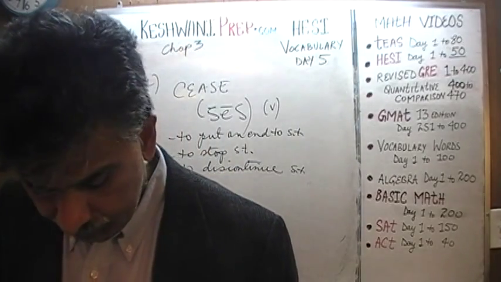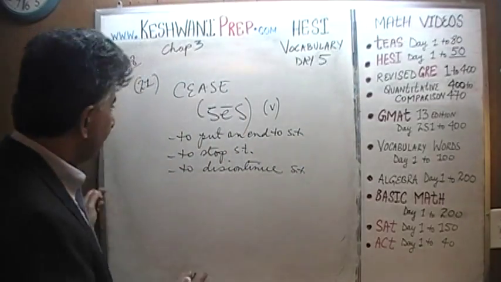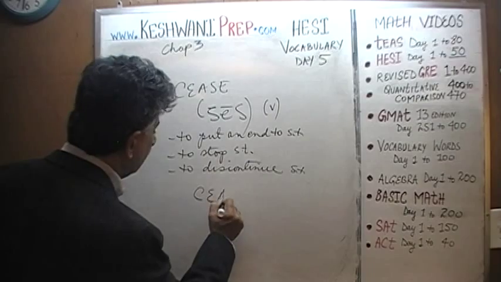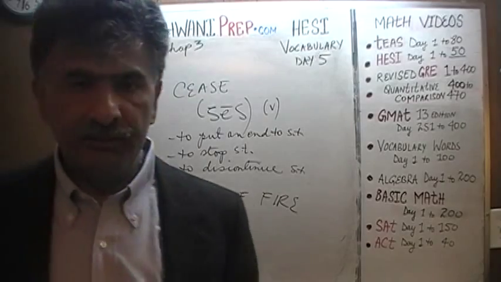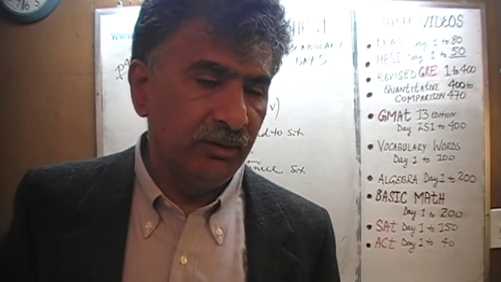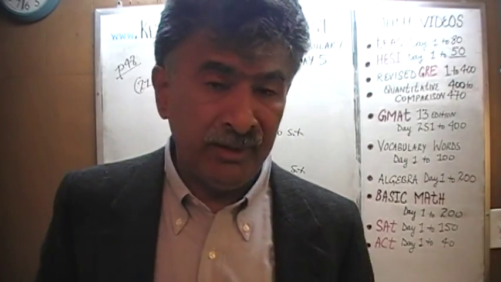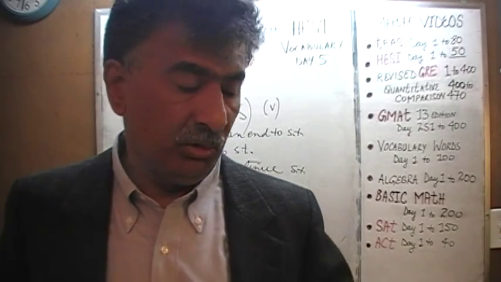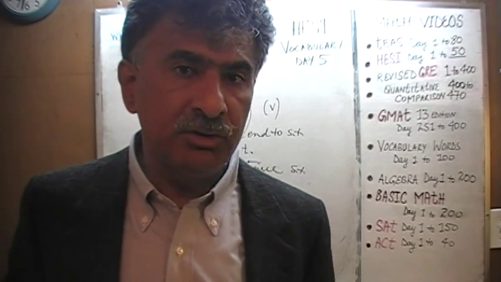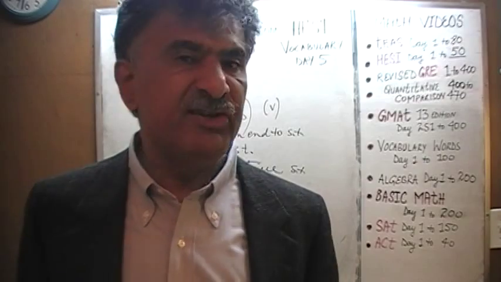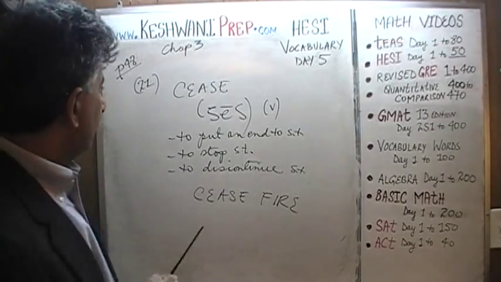Usually when there is a conflict between two parties, once in a while in the media one hears of a temporary ceasefire. Temporary ceasefire means they have agreed to stop firing at each other. So they can go ahead and have a nice lunch. They should shake hands and say, alright, we'll meet at 2 o'clock. We'll come back and start shooting at each other again in 4 hours. It's a ceasefire. Cease means to stop.